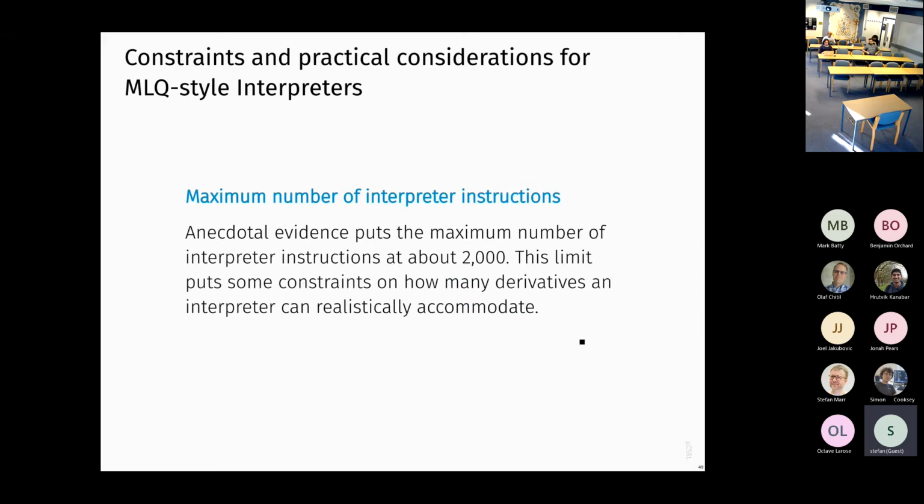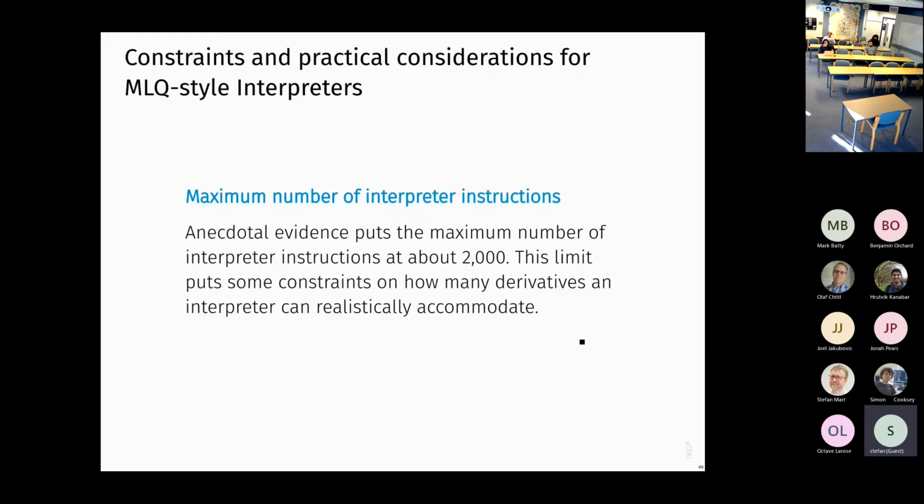And because of this theoretical concept, I think theoretically there is no limit, but there are practical limits and constraints that you need to consider. One of them is that you are severely limited by the maximum number of interpreter instructions. And I have only anecdotal evidence here.